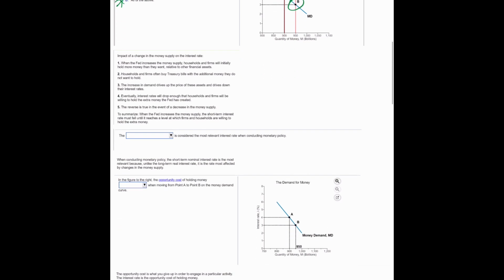Well, all of these things are true. It increases demand for Treasury securities and therefore drives up their prices. It increases demand for Treasury securities and also drives down their interest rate because price and interest rate are going to be inversely related. And initially, more firms hold more money than they want relative to other financial assets because it lowers the opportunity cost of holding that money. So all of the above are true. And this is just a little note here to kind of remind you of that, the impact of a change in the money supply on the interest rate and how those different steps occur.